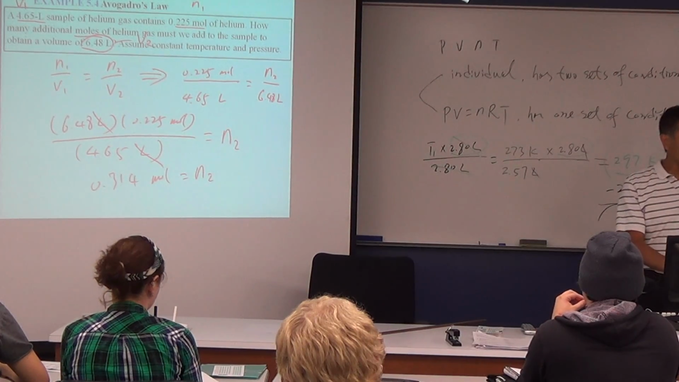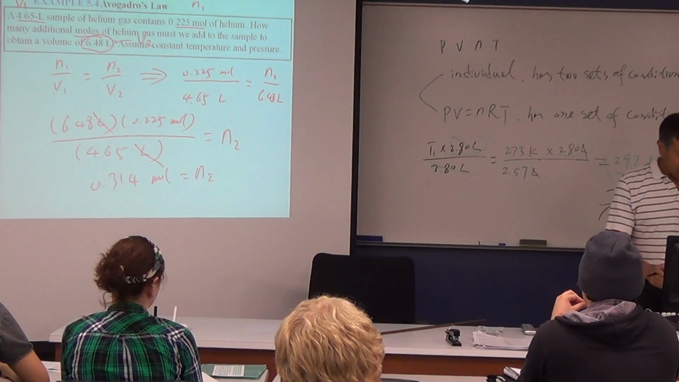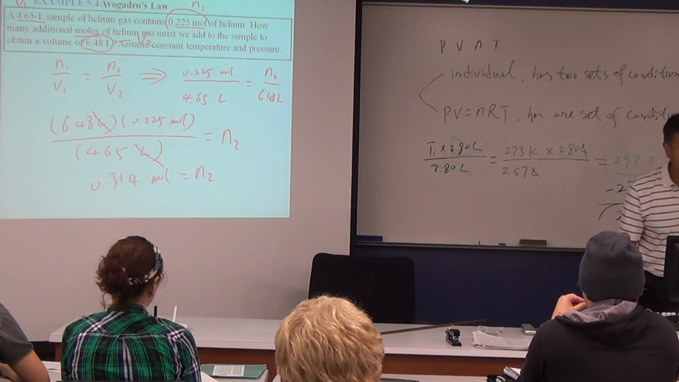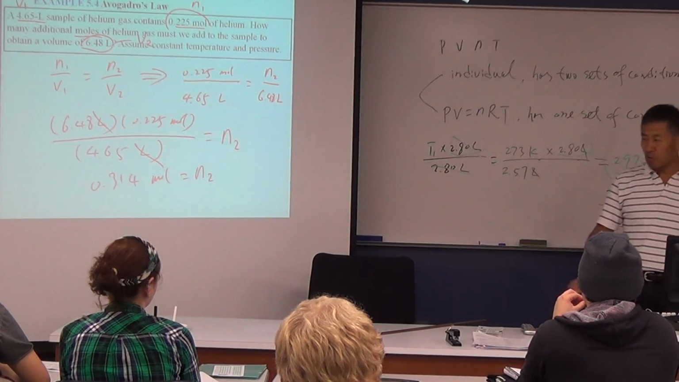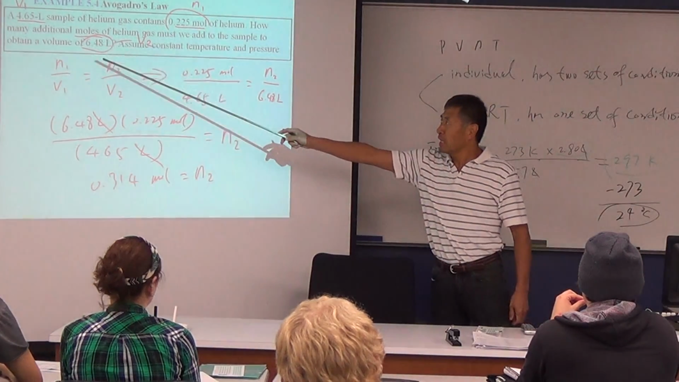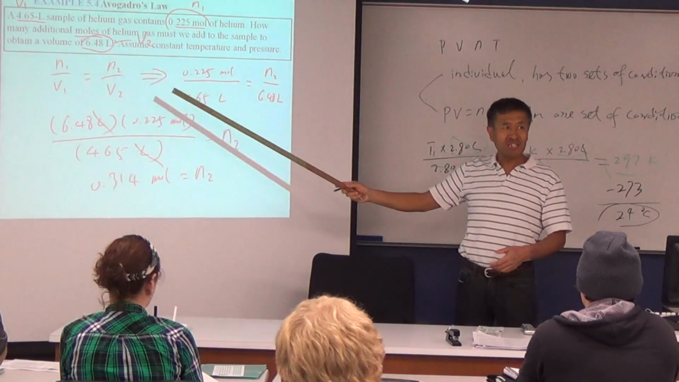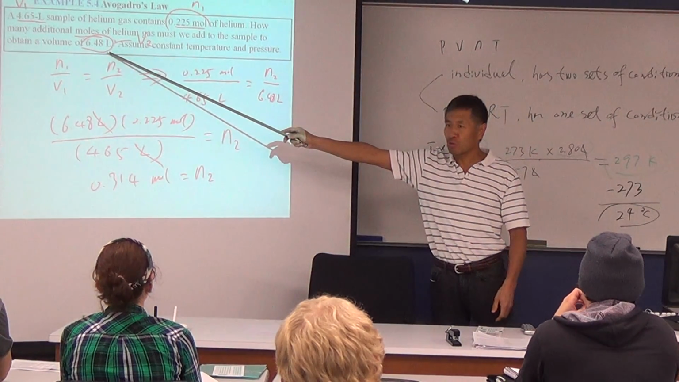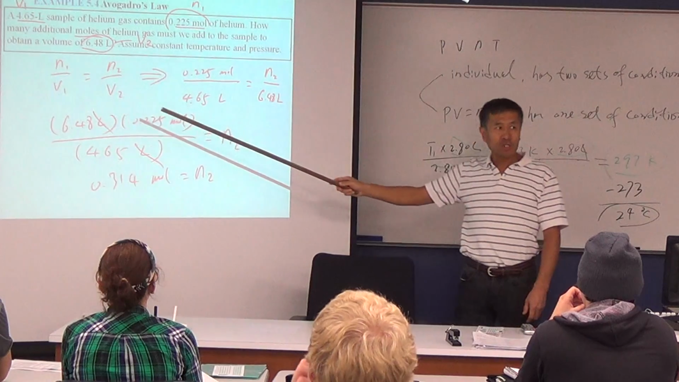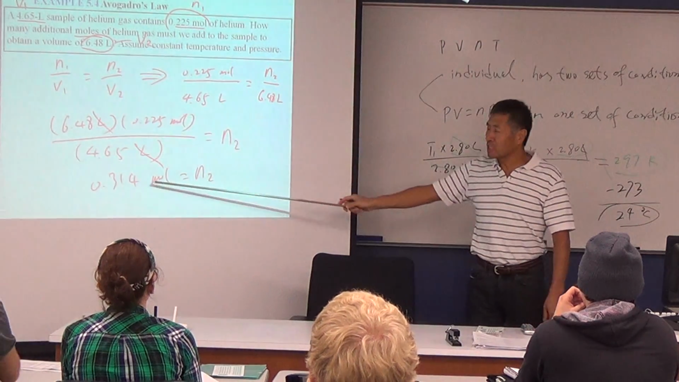Initially you have some more in it, and that much more is this much more. So you have 0.225 more, and you have that volume. And then you add some more gas in, and then the volume increases to 6.48. Okay? So at this volume, your more is this much.